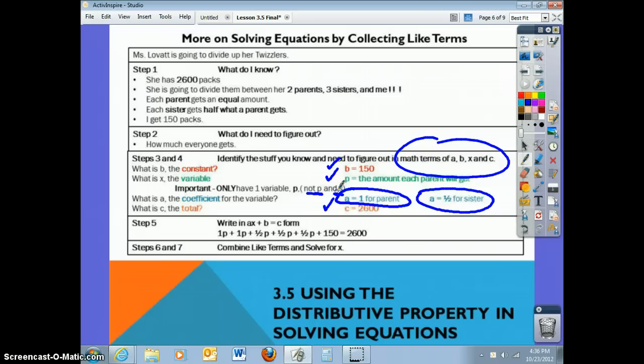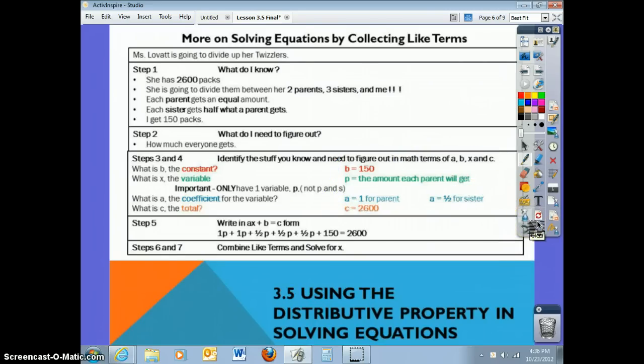c is 2600. So now we've identified what we know, what we need to figure out, and we've put math terms on all of them, and we can write them pretty close to the form of ax plus b equals c. We have 1p plus 1p plus 1/2 p plus 1/2 p plus 1/2 p plus 150, the amount of Twizzlers we're getting, is equal to the total number of Twizzlers, 2600. Then we combine like terms, combine all those p's together, and we get 3 and 1/2 p plus 150 equals 2600.